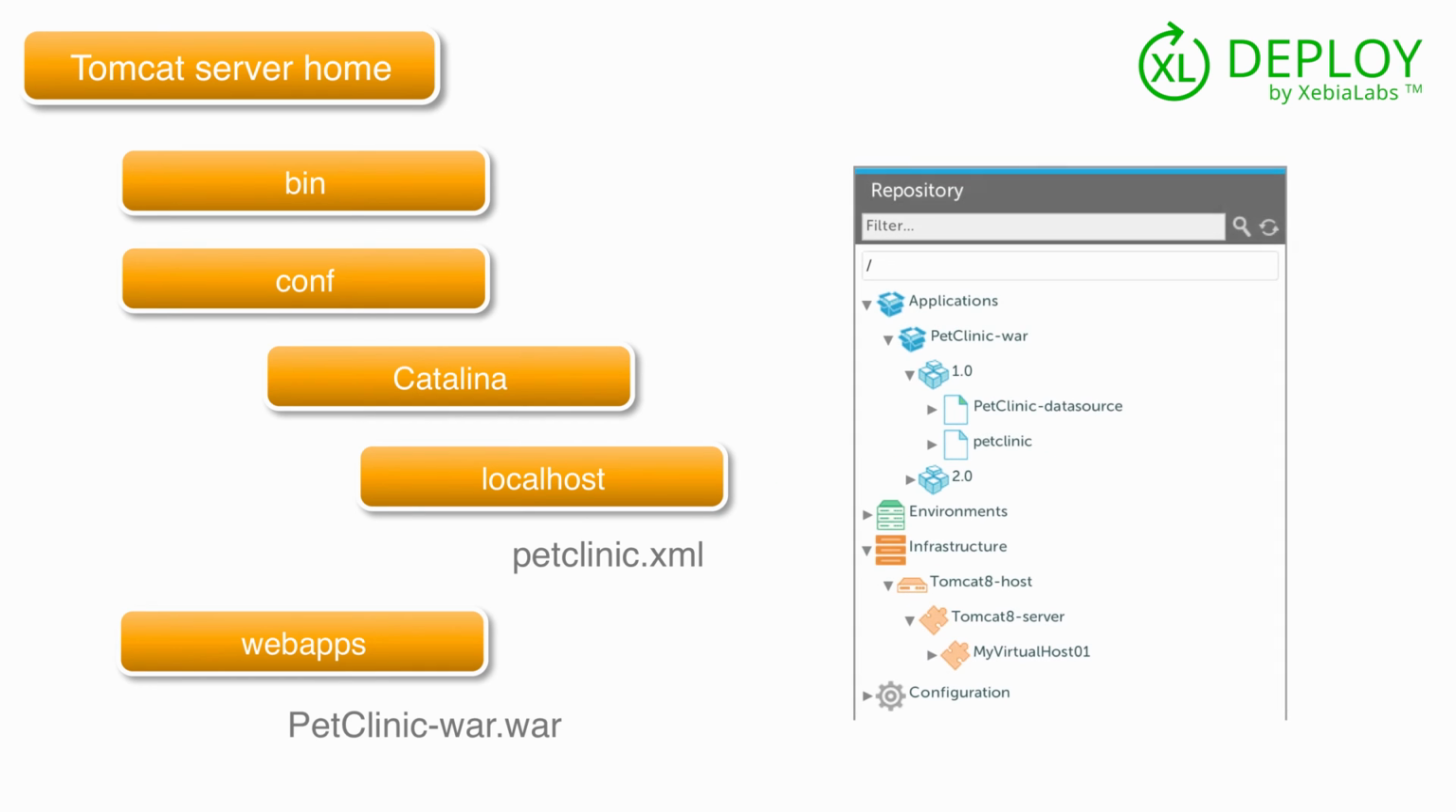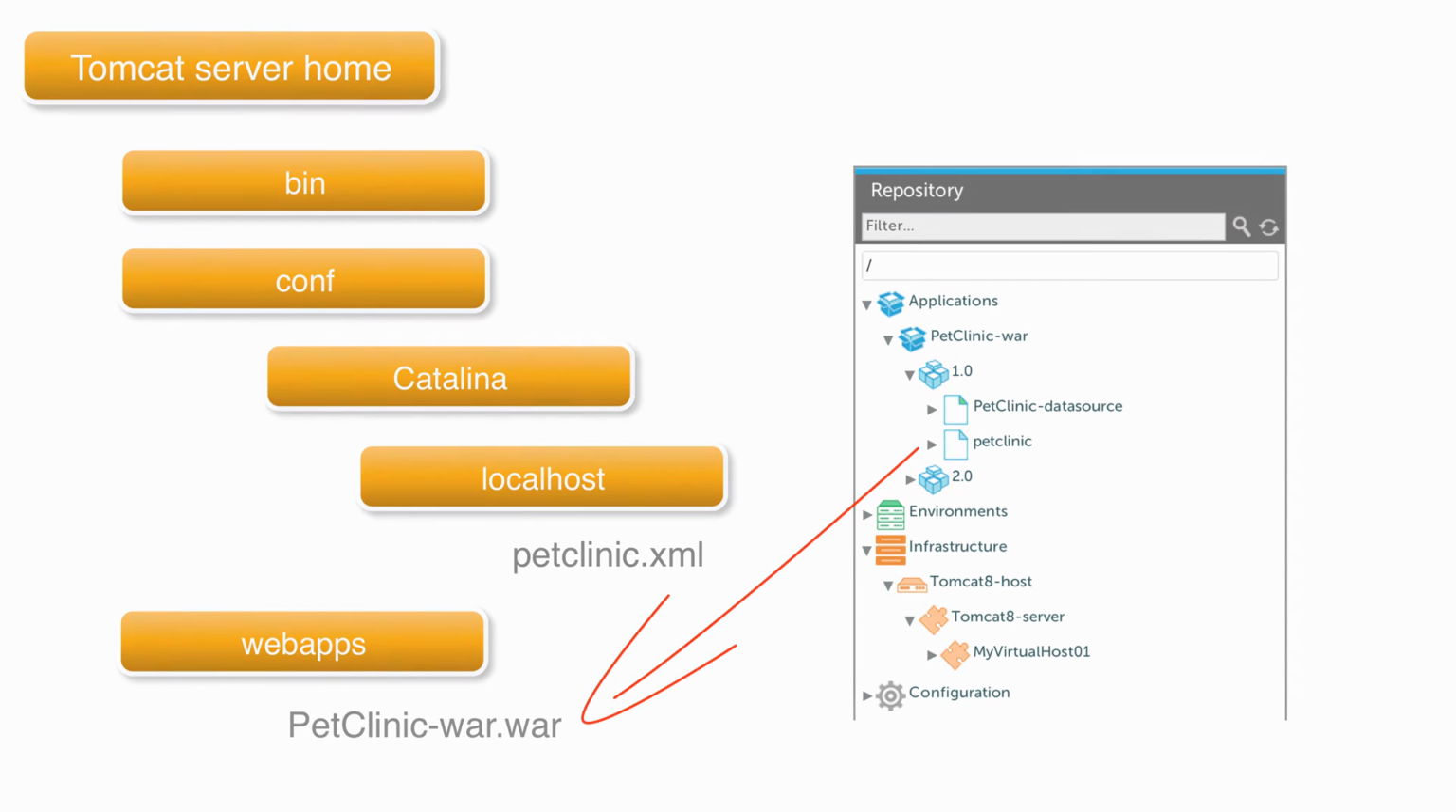In Excel Deploy, your application is contained in a deployment package. This package contains the WAR file, data source specs, and any other artifacts or resources that are needed. In Excel Deploy terminology, the artifacts and resources in a deployment package are called deployables. To recap, here are the tomcat.server and tomcat.virtualhost configuration items, and here are the tomcat.war and tomcat.datasourcespec. Excel Deploy puts the data source specifications in the XML file for the virtual host, and puts the WAR file in the web apps directory.